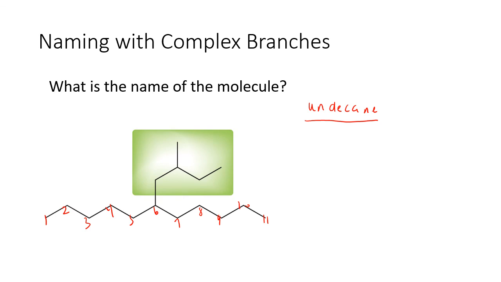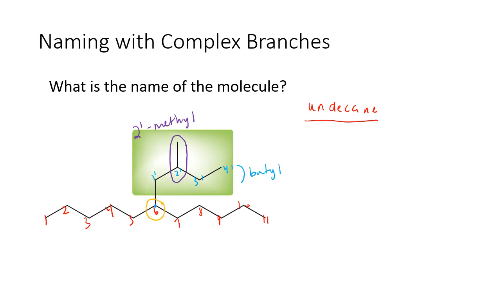So starting with the point of attachment at number 6, we got 1 prime, 2 prime, 3 prime, 4 prime. So what do we call something that has 4 carbons in it and it's a side group? Well, 4 carbons is a butyl. But in this case, we have another little group coming off of our side butyl. It's at position number 2. So at 2 prime, we have a methyl. So 2 prime methyl. And all of this is located at position number 6.